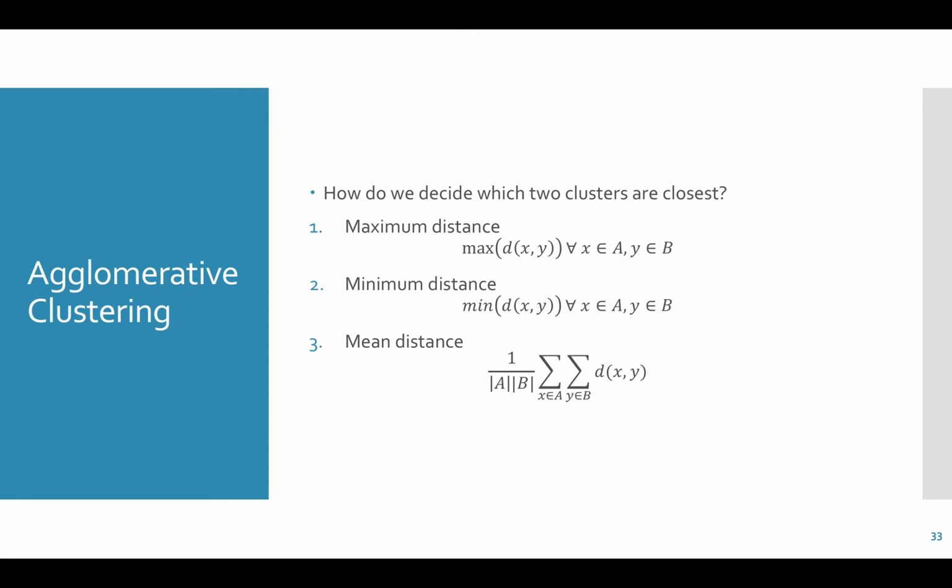How do we decide which two clusters are closest? There's actually a couple of options here. We can use the maximum distance, which is for each point in cluster A and for each point in cluster B, you compare the distances and use the largest of those distances. There's also minimum distance, which is the exact opposite: you calculate all the distances between points in A and points in B and return the minimum distance. And then you can also use the mean distance, which is to calculate all the distances and then divide by the length of A times the length of B.